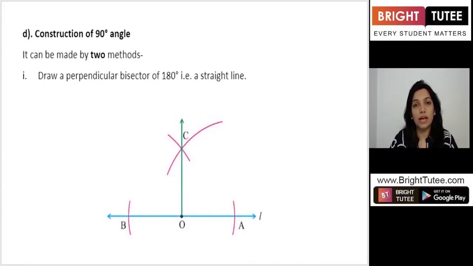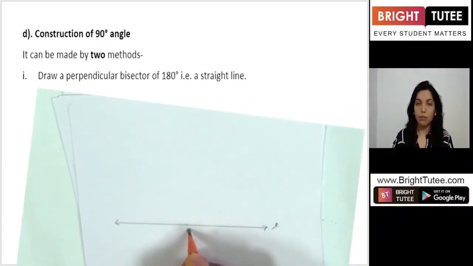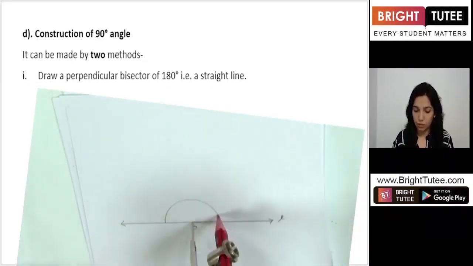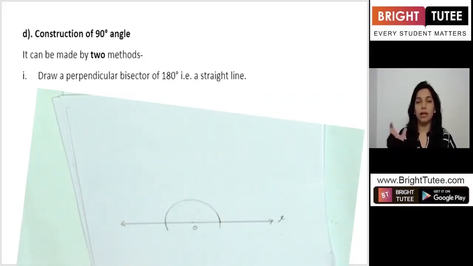Now 90 degrees angle is nothing else but half of 180. So one thing that you can do is draw the perpendicular bisector to 180 degrees angle. It's simple. You draw a straight line and you draw a perpendicular bisector on it. So how do you do it? You take the pointer on this particular line, mark any 2 points A and B. So these A and B are the points.